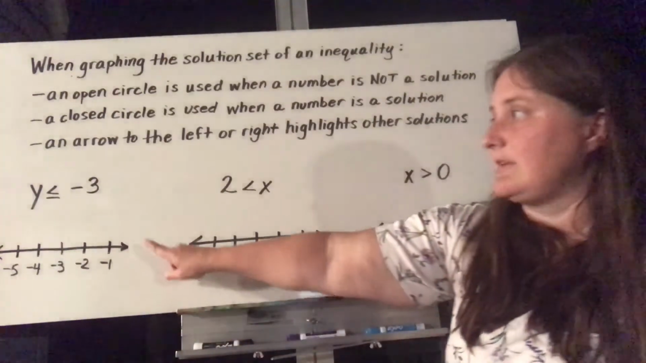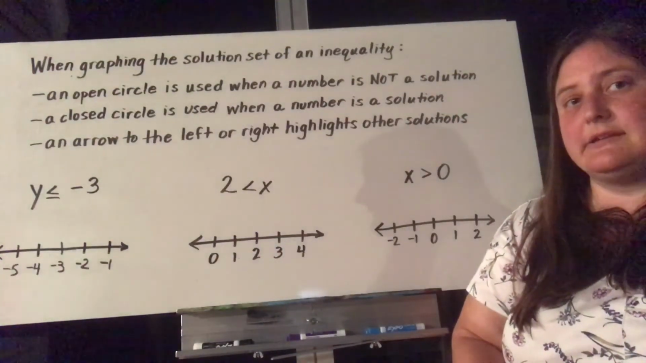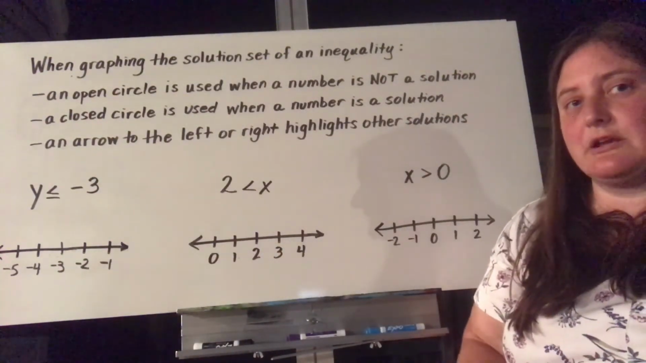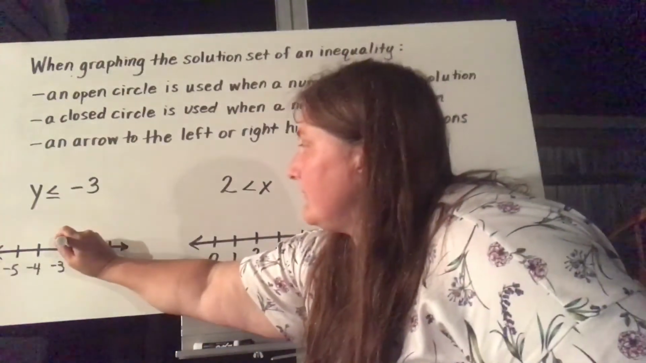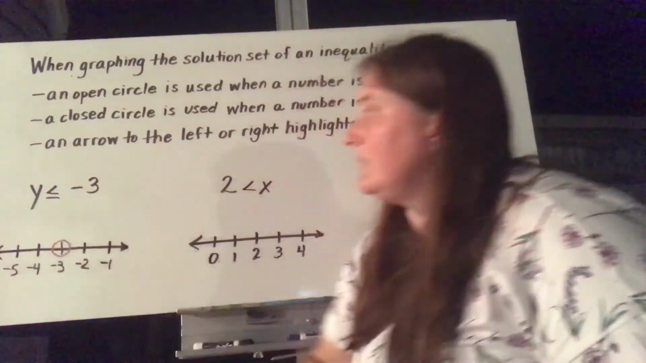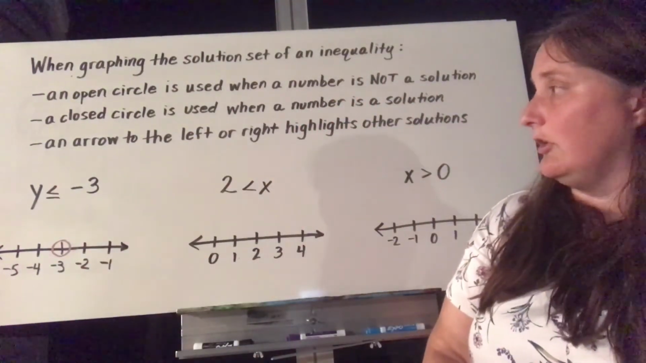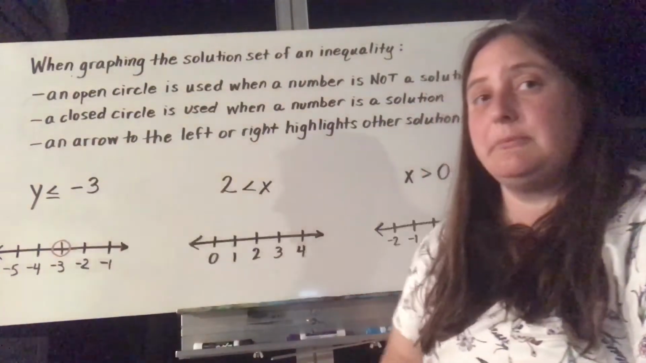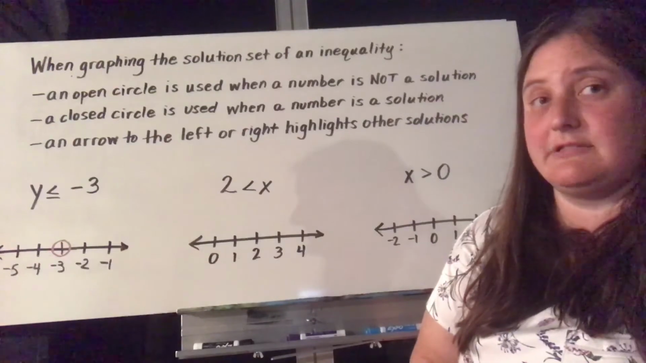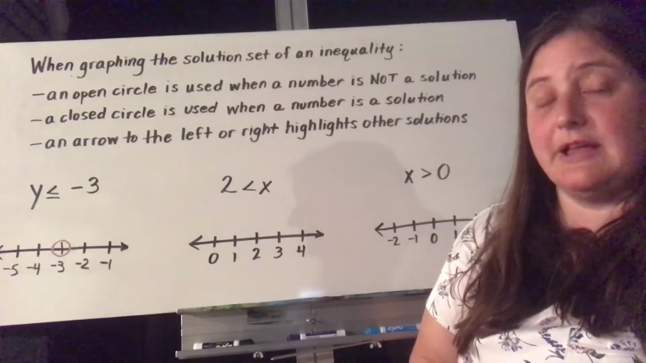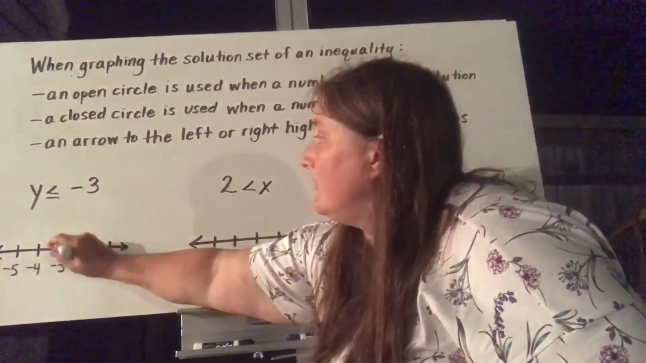So let's start with this guy. y is less than or equal to -3. So I'm comparing y to -3. So I'm going to have to make a circle on the number line at -3. In this case, I'm going to close that circle in. I'm going to do the closed circle because -3 itself could be a solution to this inequality. It is true to say -3 is less than or equal to -3. The less than part isn't true, but the equals part is. So I'm going to fill in this circle.